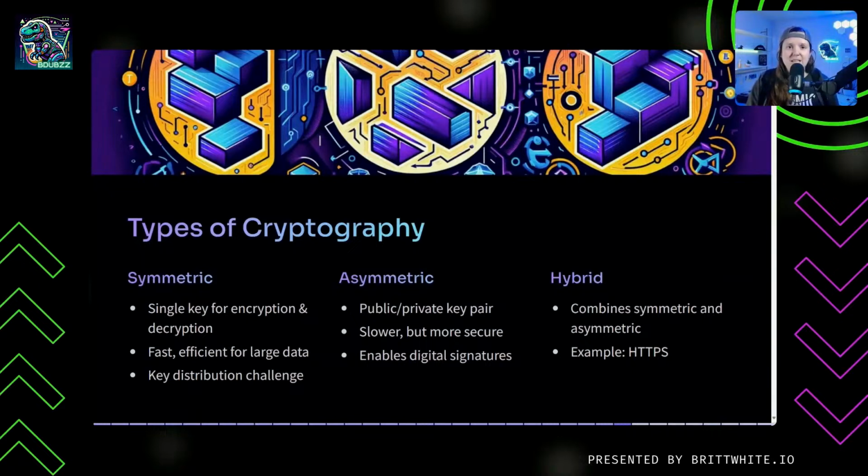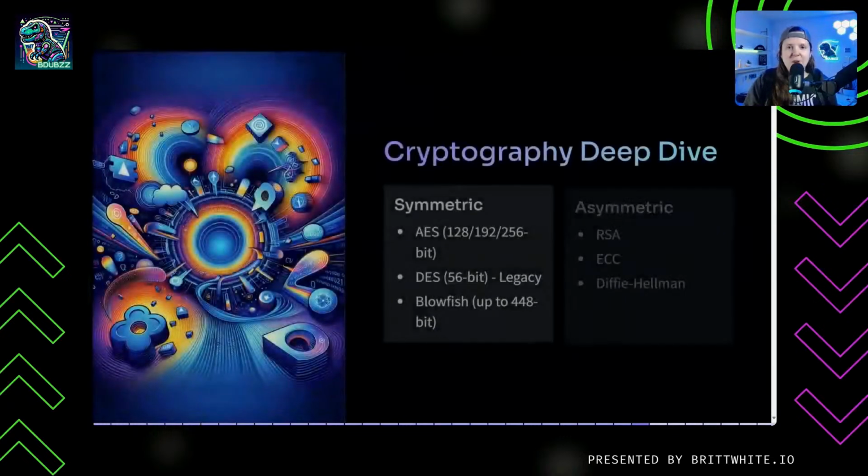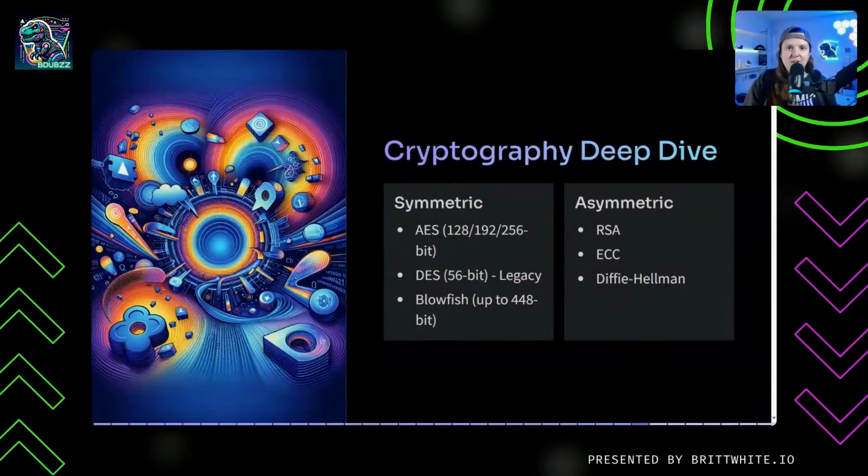Now, we often mix these in hybrid cryptography for the best of both: secure key swaps with fast encryption. Think HTTPS on your browser. More on that later. For now, symmetric is your fast friend. Asymmetric is your clever fixer. Knowing when to use each is key. So let's dive deeper into the algorithms. It's time to pop the hood on cryptography and meet the algorithms that make it tick. We've got symmetric and asymmetric types. Now let's name names and see what they do.